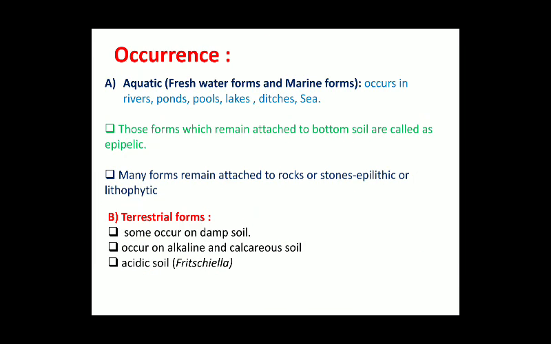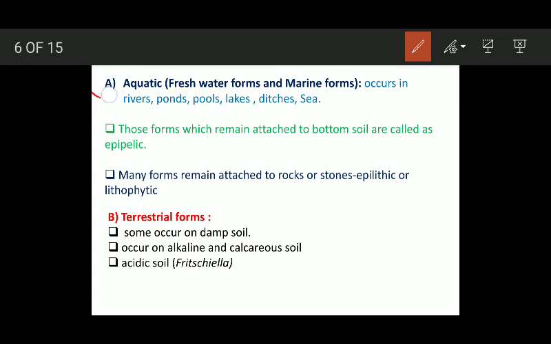Now their occurrence, where they occur. They occur in both aquatic as well as terrestrial habitats. First of all, aquatic. In aquatic cases, they can be freshwater forms or marine forms, and they occur in rivers. You can find them in rivers, ponds, pools, ditches, even you can find them in seas. Okay, those aquatic forms of algae which are attached to bottom soil, they are known as epiphytic.